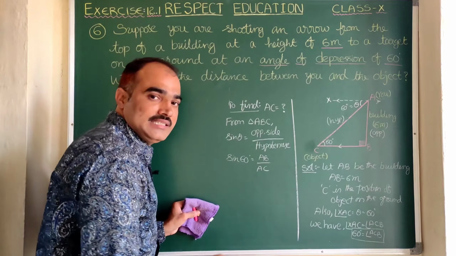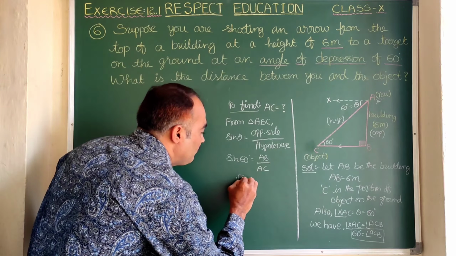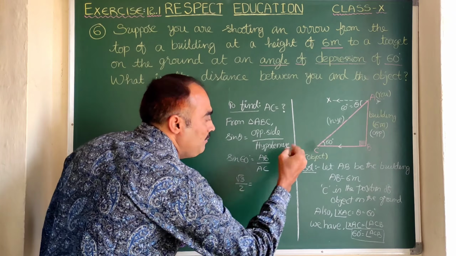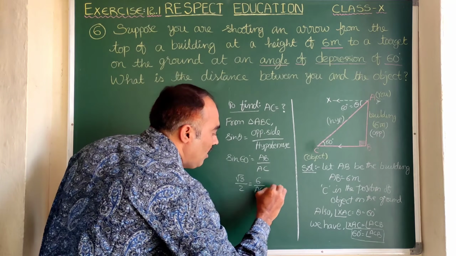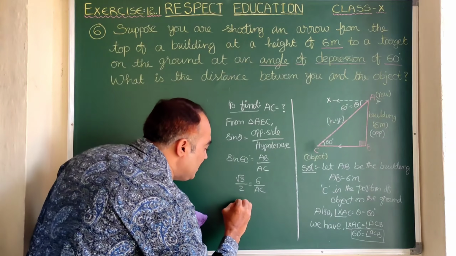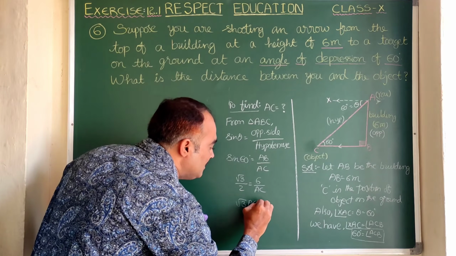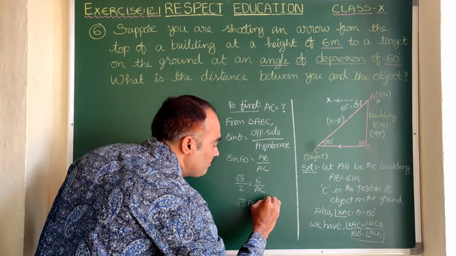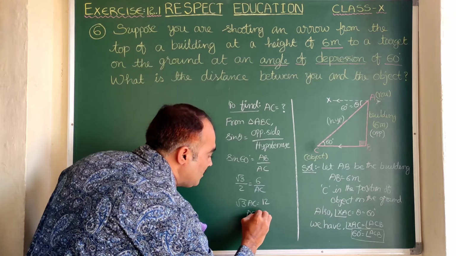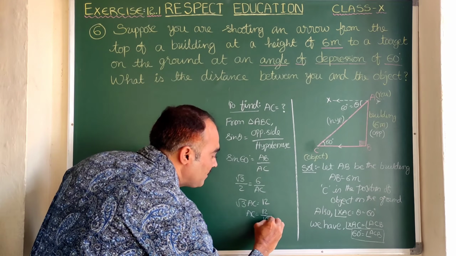What is the value of sin 60? It is root 3 by 2. Root 3 by 2 equal to AB given as 6 by AC. On cross multiplication, root 3 into AC is equal to 6 twos are 12. Now AC is equal to 12 by root 3.